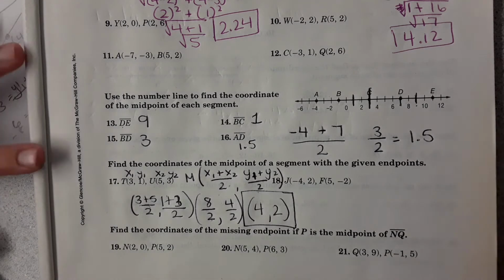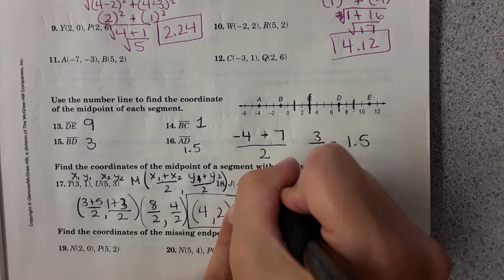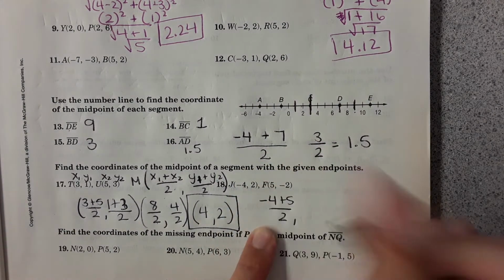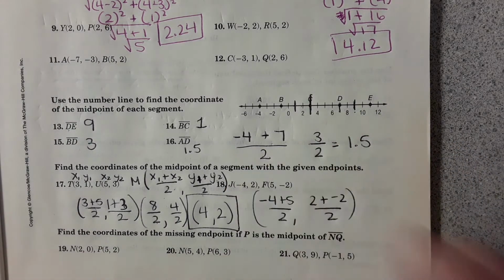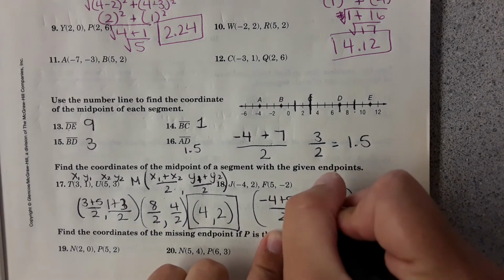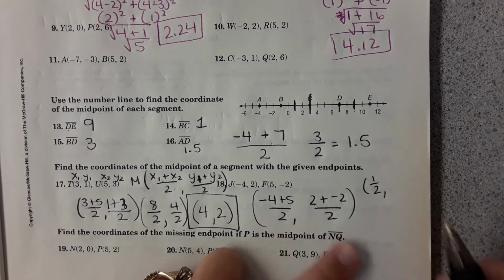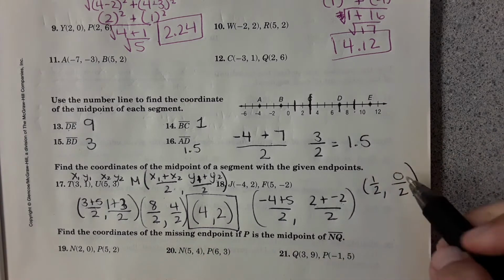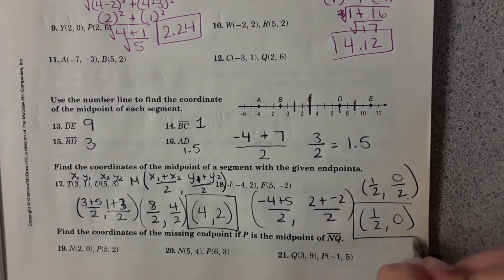Okay, number 18. We're going to do the same thing. We're using this equation. Add up your x's, put it over 2, and then add up your y's, put it over 2. And then simplify. You get 1 over 2. And then this kind of turns out weird. 2 plus negative 2 is 0. So we get 0 over 2. But 0 divided by 2 is just 0. So you get 1/2, 0. And that's your midpoint.